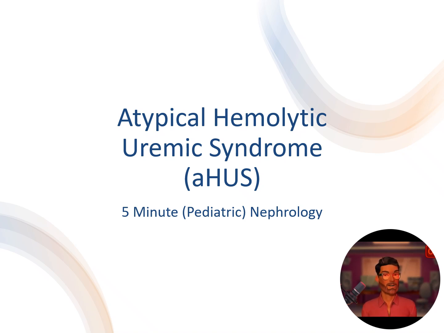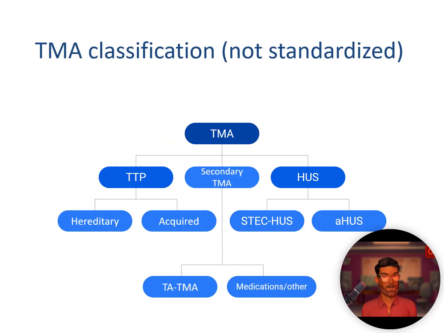Today we are going to learn about atypical aHUS, all in about 5 minutes, but don't hold me to it. As discussed in the TMA lecture, from a classification standpoint, there's really no standardized TMA classification, what is primary, what is secondary. But here, as you can see down the flow diagram, from TMA to aHUS, we're going to be talking about atypical aHUS today.